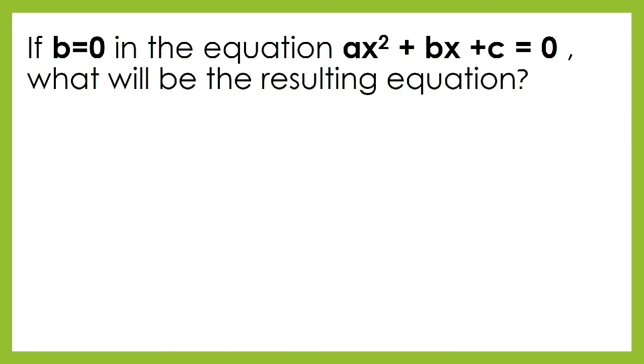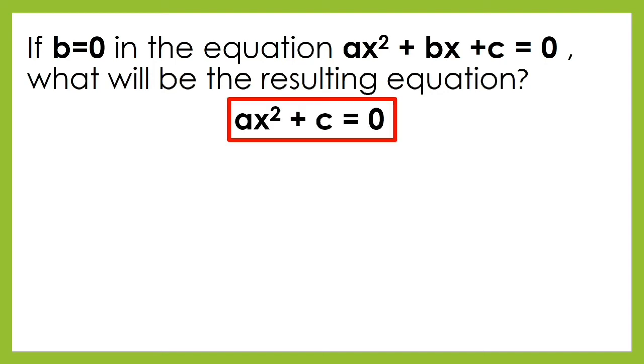What if B is equal to 0 in the equation ax squared plus bx plus c equals 0? What will be the resulting equation? If b is equal to 0, the resulting equation will be ax squared plus c equals 0 because 0 times x is 0.